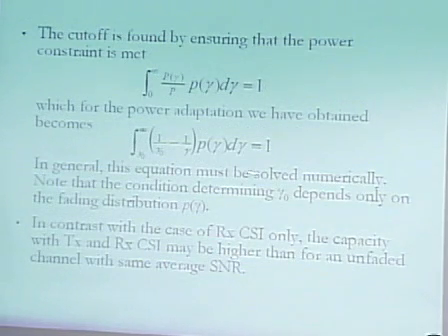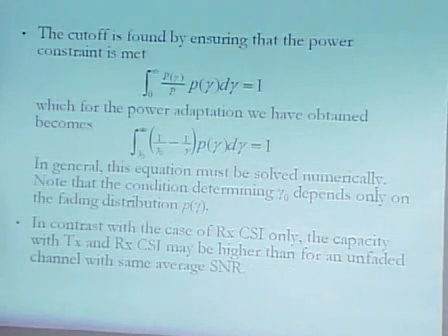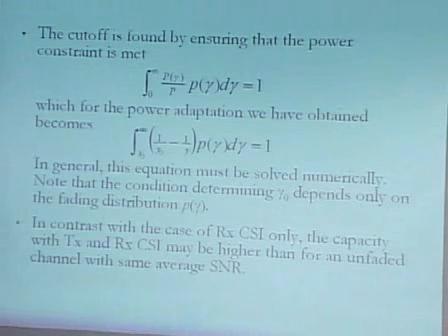In general, this equation must be solved numerically if the fading is continuous. That's why in all of the examples and in the problem sets, you're using a discrete fading function so that you can actually solve these as a summation. Okay, so it's a useful exercise. And in contrast with the case of only receiver CSI, in this case with transmitter CSI as well, the capacity may actually increase with fading. It doesn't always, but it could.